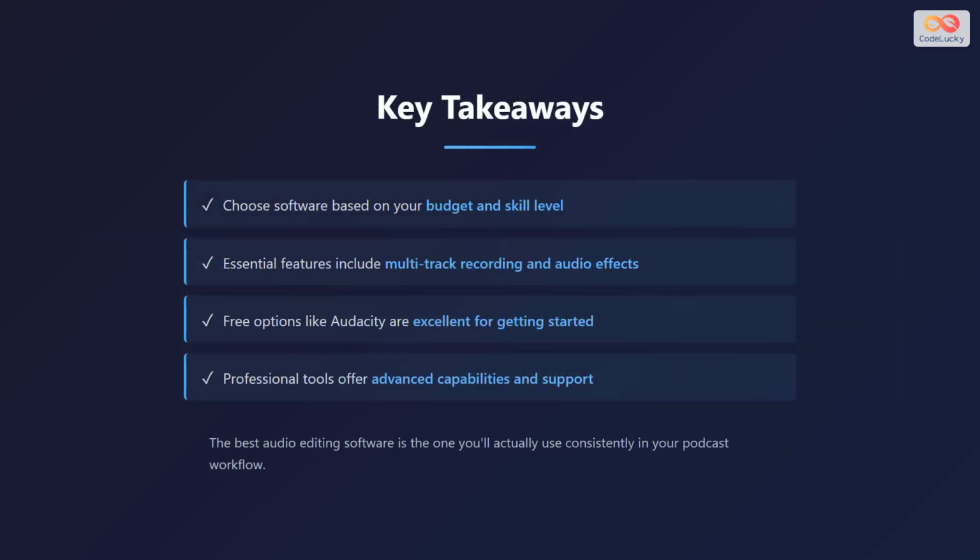Let's recap the 4 key takeaways from this guide. First, choose your software based on your budget and current skill level. Don't feel pressured to buy expensive tools if you're just starting. Second, make sure your chosen software includes essential features like multi-track recording and audio effects. Third, free options like Audacity are genuinely excellent for getting started and learning the fundamentals of audio editing. Finally, professional tools offer advanced capabilities and dedicated support when you're ready to level up. Remember, the best audio editing software is the one you'll actually use consistently in your podcast workflow. Start with what works for you, learn it well, and upgrade when you're ready.